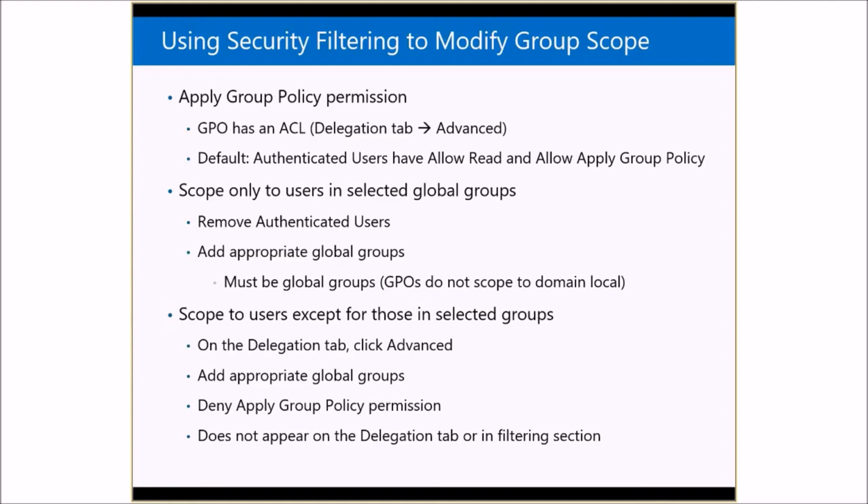We can also scope users to accept only those selected groups. On the delegation tab, we can click advanced and add the appropriate global groups, and we can also configure deny apply policy permission for a specific user or a specific group. So we can do exceptions like that. It's a combination. That's one way of doing it. If you look at your assignment, you'll notice that one of the group policies is a background image, except for Evan Zerfel, because he's the CEO and he doesn't want it. Guess what? That's exactly what you do with the delegation, with the exception.